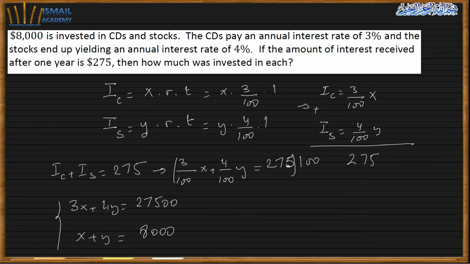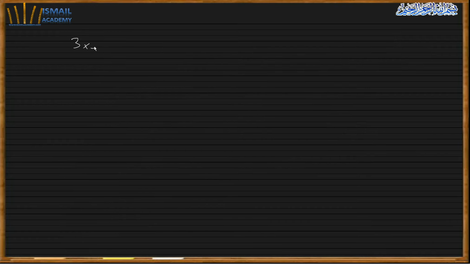So 3x plus 4y equal 27,500, and we have x plus y equal 8,000. Now I'm going to write it down again because this is straightforward. Or you know what, I don't want to do that, it will take time. So let me solve for x and get my y. That's it. So here I multiply by 3 or by 4, whatever you want to do. Let me multiply by 3, it's faster.